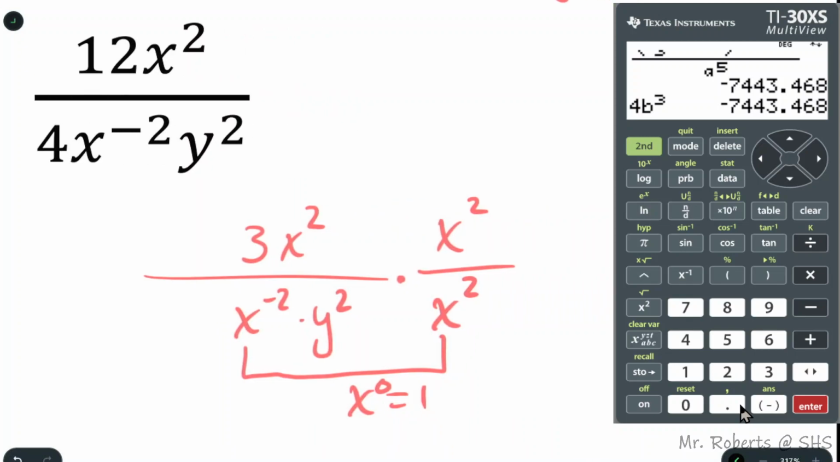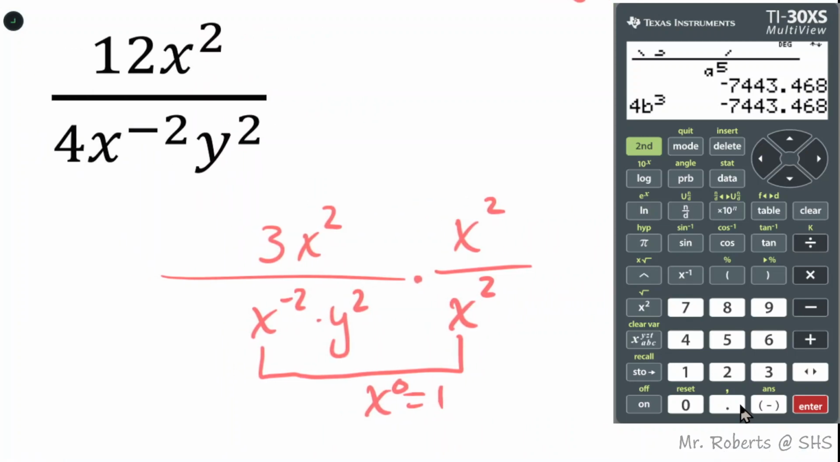So now in my denominator, I've got the number 1, and I've got times y squared. In my numerator now, you can see that I had the 3, but now there's an x squared times x squared, which is x to the 4th power. Get this calculator out of the way.